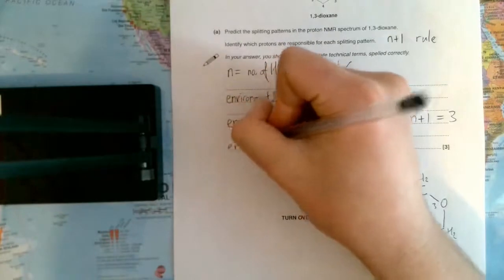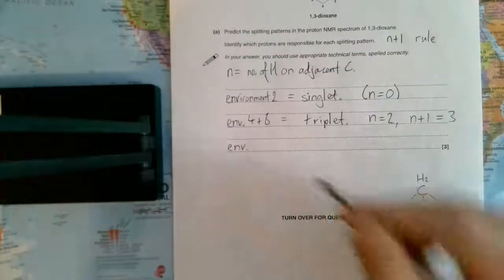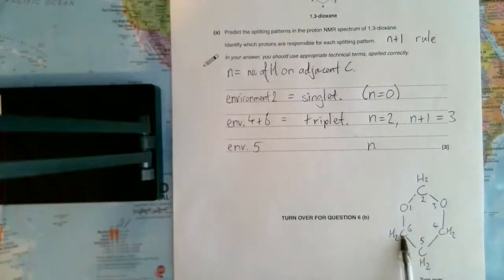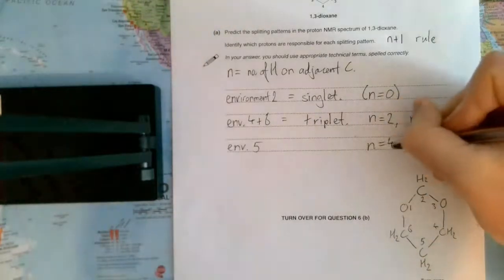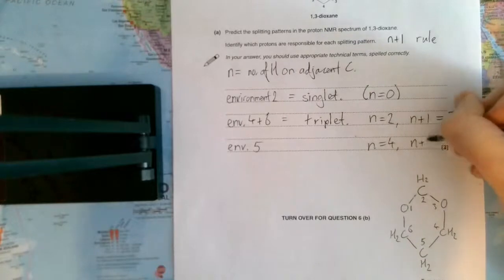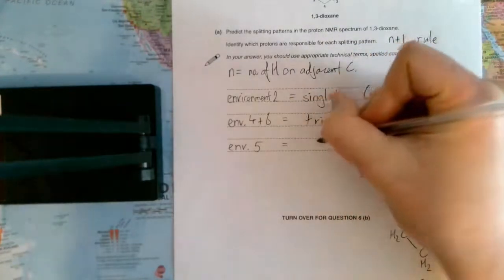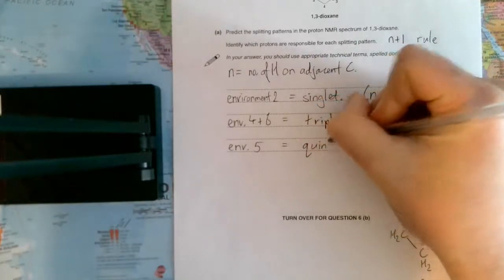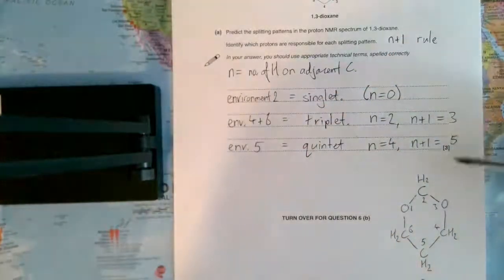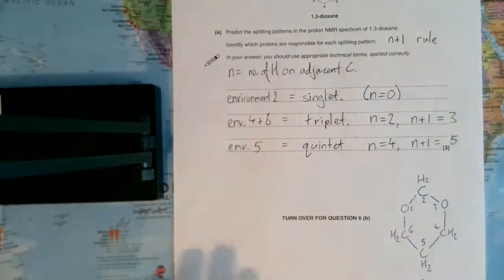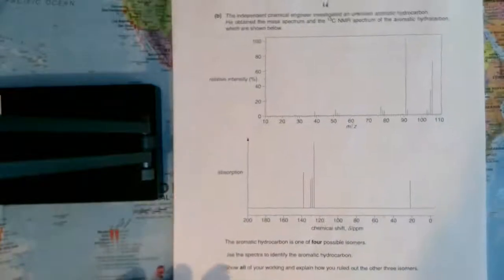And then the very final part, environment 5, both of these carbons are adjacent. Each of them have 2 hydrogens, so here n equals 4, so n+1 equals 5, so what we get for this one is a quintet. Okay, 3 marks for each of the 3 different environments. On to part B.